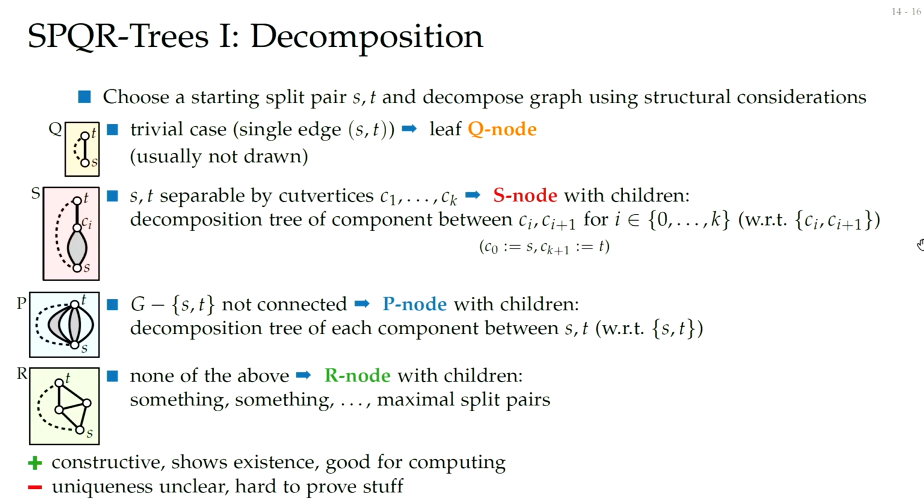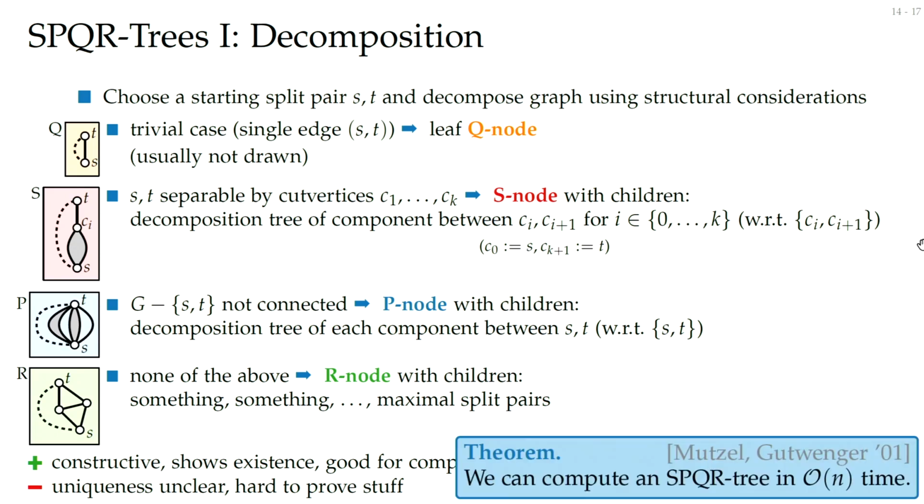But the weaknesses are, of course, that it's not really clear that the SPQR tree is unique, and it's really hard to prove stuff. So for algorithms that want to utilize the SPQR tree, it's not so great. But the great thing is that Mutzel and Gutwenger used exactly this decomposition to prove that we can compute an SPQR tree in linear time, and that it also has only linear size, which are some important properties that we need when we want to use the SPQR tree.